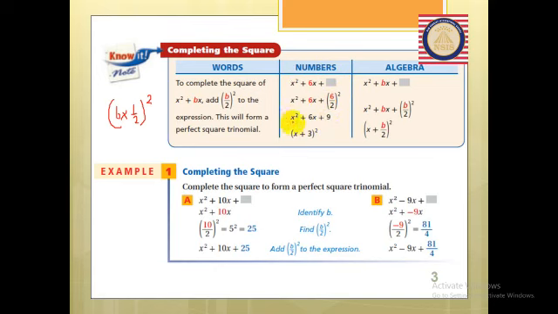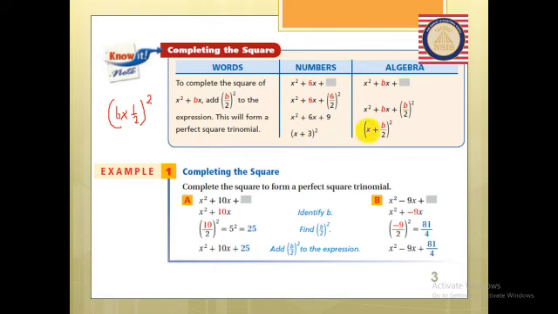Now, after I make it, I make this a perfect square trinomial. It leads me to a perfect square trinomial. So I can write this as x plus 3 all power 2. Factorize it as a bracket power 2: x plus 3 all power 2.